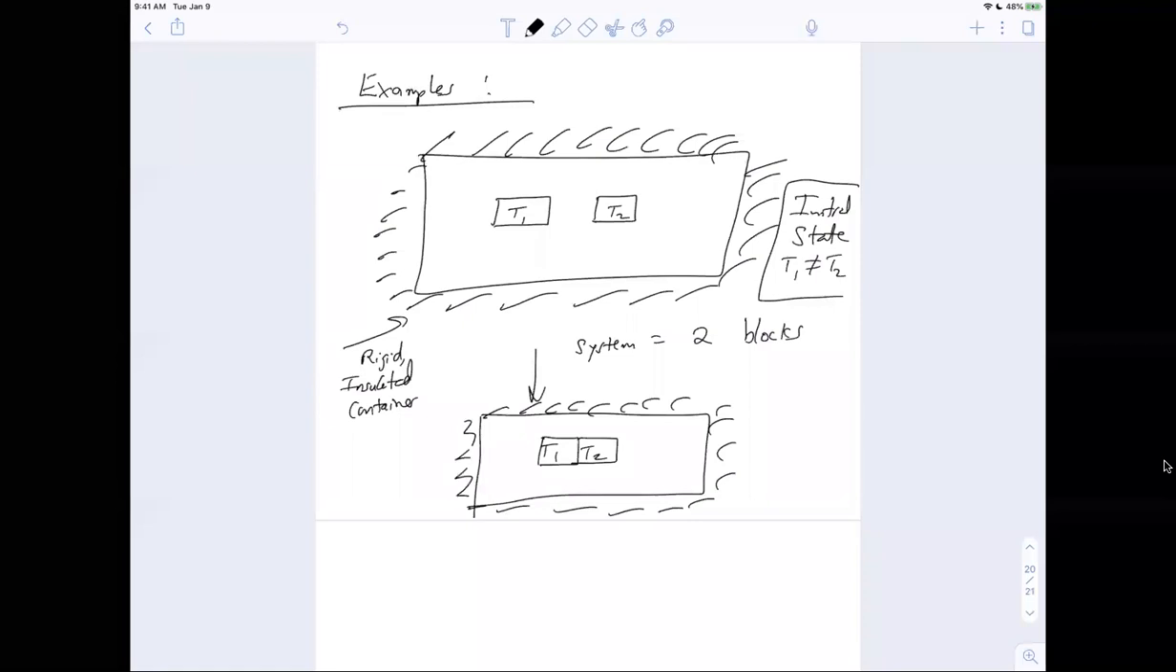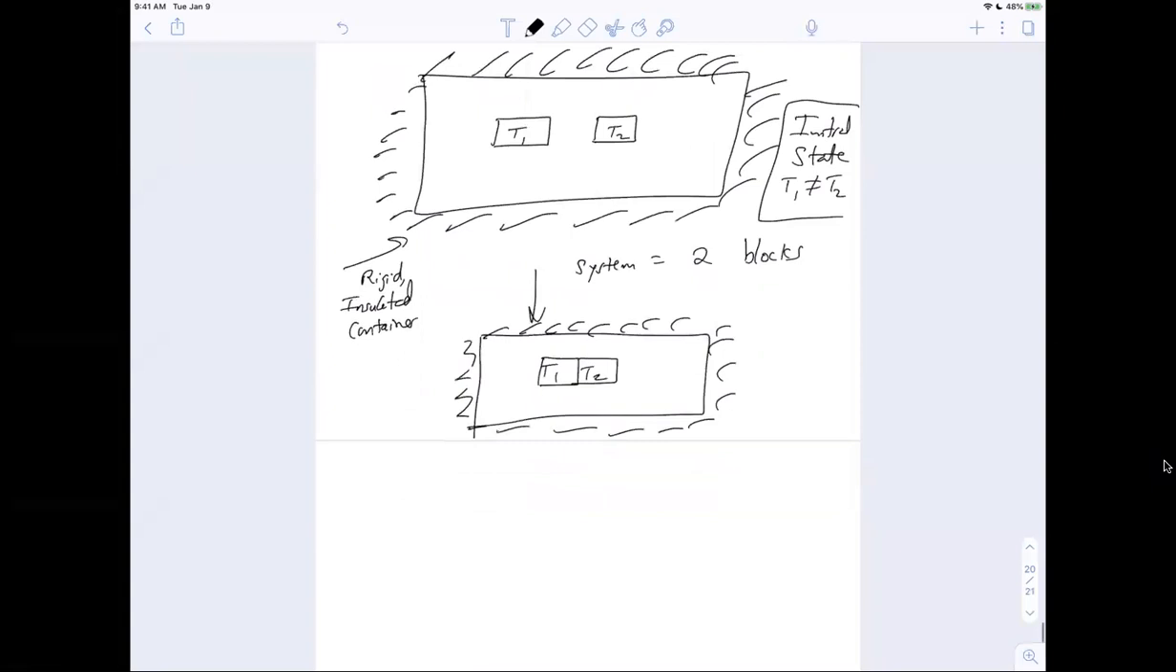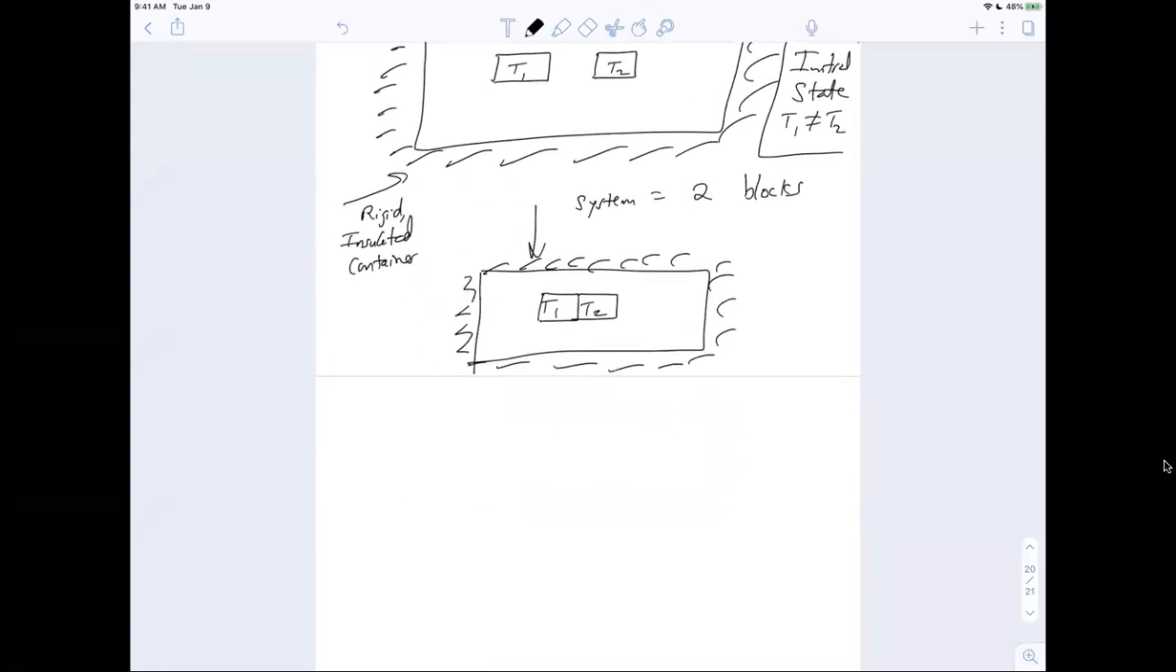So we start with the two blocks apart, one at T1, one at T2. I know this is isolated, but we somehow bring them together so they're in contact. The moment of contact is when the experiment begins. That's when things are going to start changing. What's going to happen is there's going to be heat flow. These are rigid blocks, so they won't deform or anything like that.